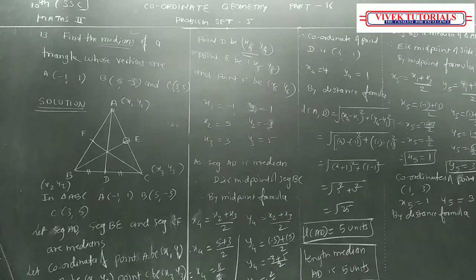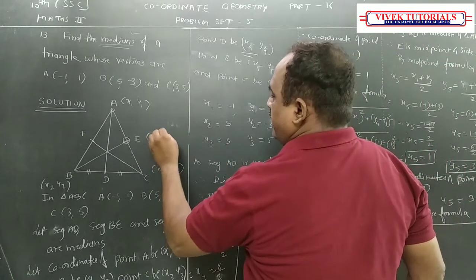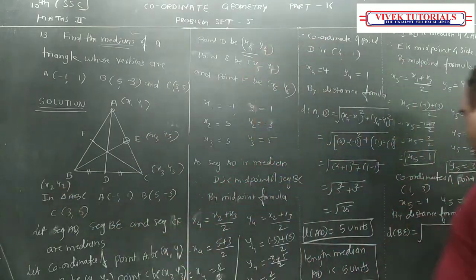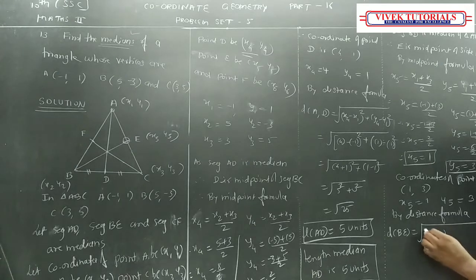By distance formula, distance BE is equal to, we have to take it carefully because we have taken x5 and y5. x5 minus x2 the whole square and y5 minus y2 the whole square. That is equal to x5, x5 is 3, minus x2. x2 is 5.